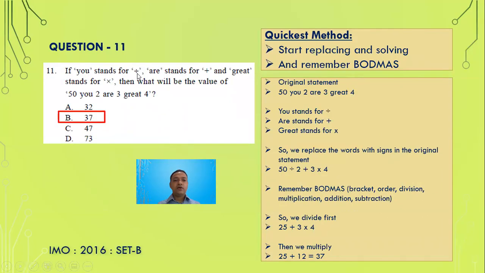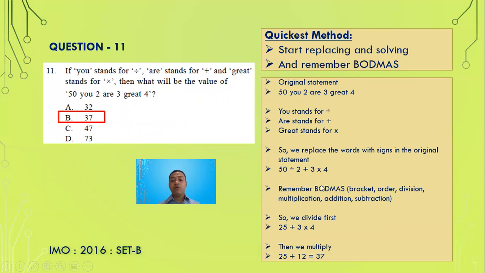If U stands for divide and R stands for plus and grade stands for multiplication, what will be the value of 50 U 2 R 3 grade 4, isn't it? So what is the original statement? 50 U 2 R 3 grade 4. U stands for divide, R stands for plus and grade stands for into. So 50 divided by 2. R is plus 3 and grade stands for multiplication, 3 into 4.